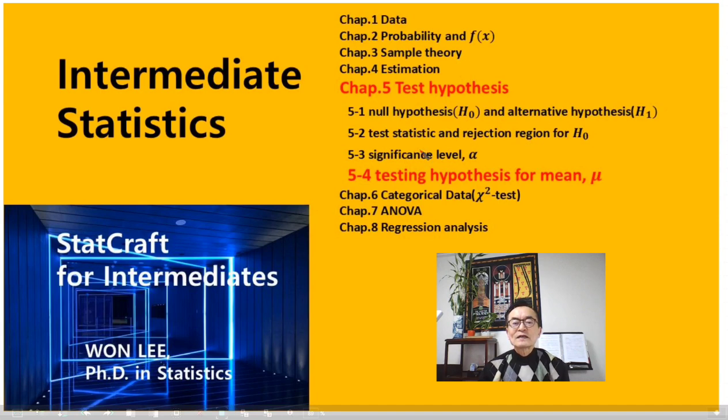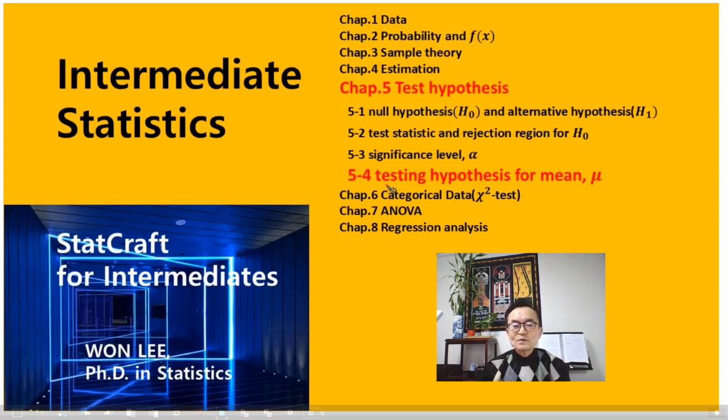Okay? Another important concept or terminology is the significance level, alpha. Alpha is the probability of error. What kind of error? Even though H0 is correct, we reject H0, then we make an error. That kind of thing is type 1 error, and alpha is the probability of type 1 error. Okay, so far so good.